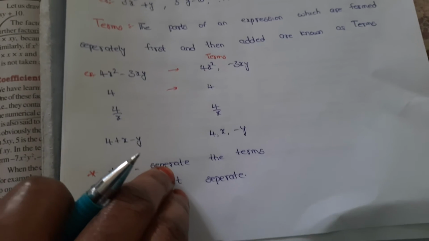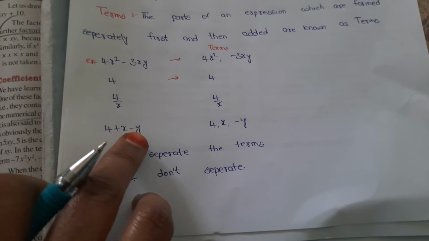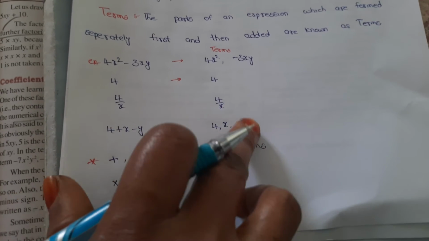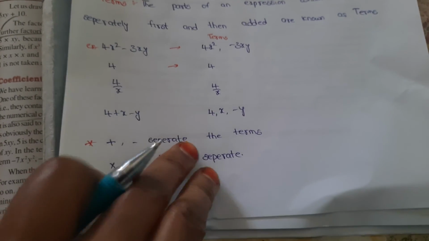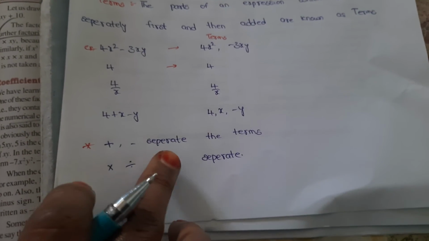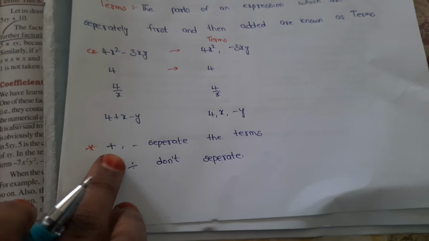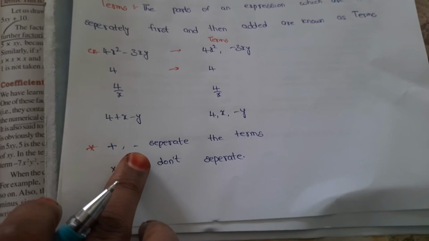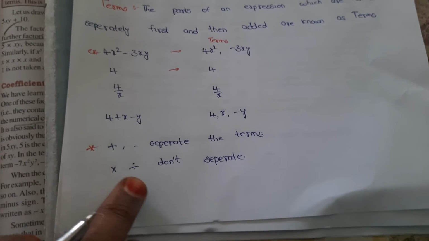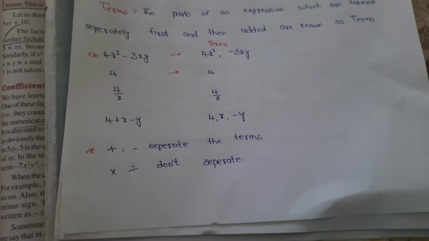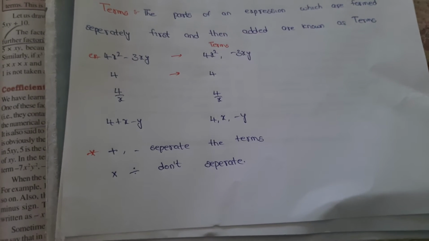We should use the symbols plus and minus with terms only. To separate the terms of an expression we use the symbols plus and minus only. We do not use multiplication and division to separate the terms of an expression.